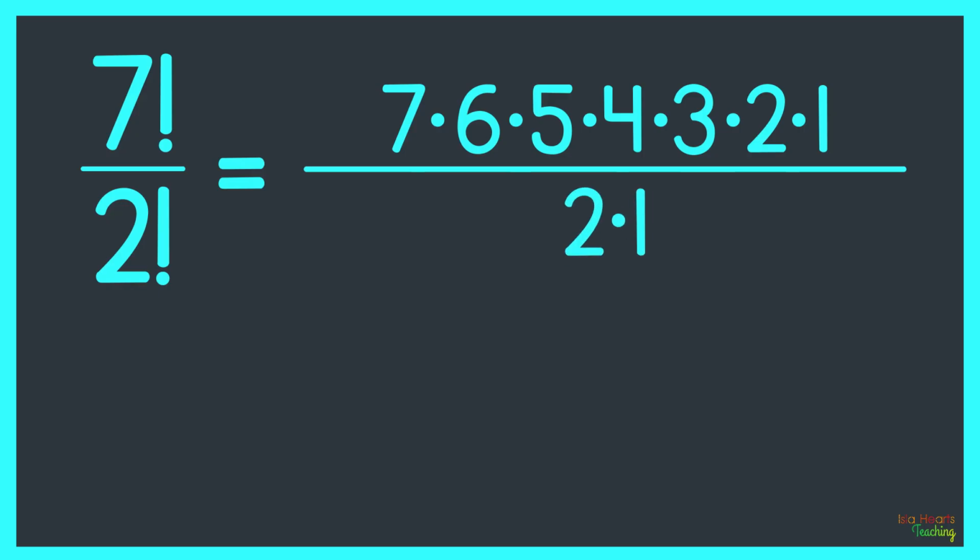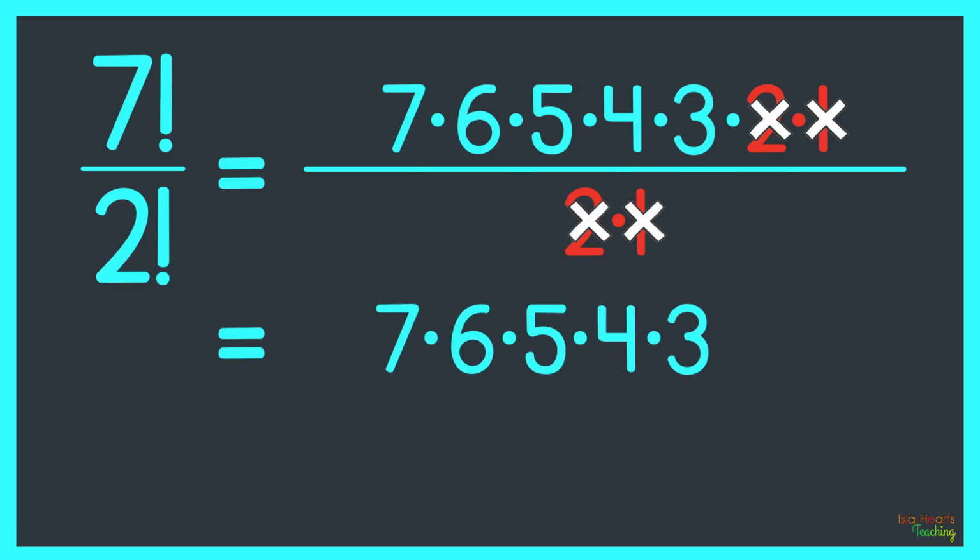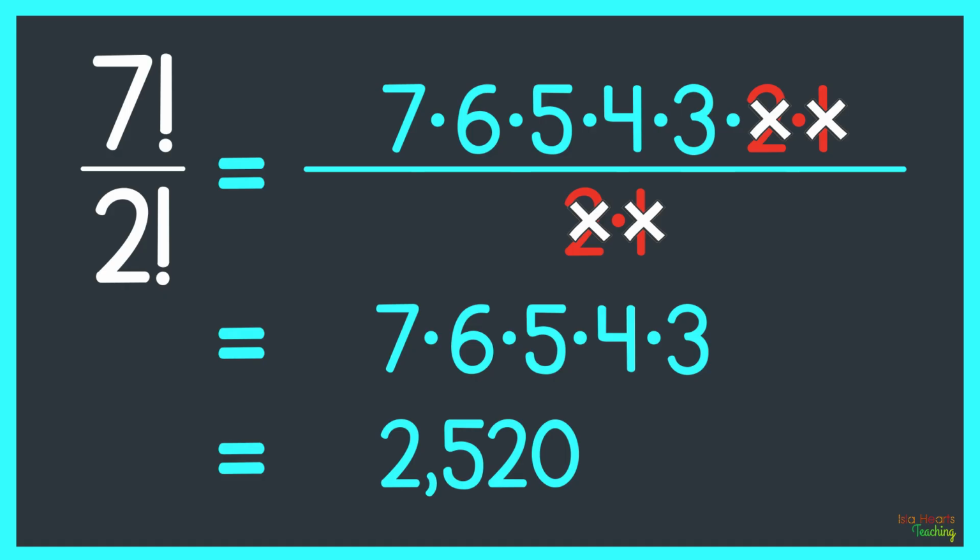You might notice that there are some repeating values in the numerator and denominator. They both share 2 times 1. Because they are the same, they can be cancelled out. Okay, now all that remains is 7 times 6, times 5, times 4, times 3. The product of these numbers is 2520. So, 7 factorial divided by 2 factorial equals 2520.